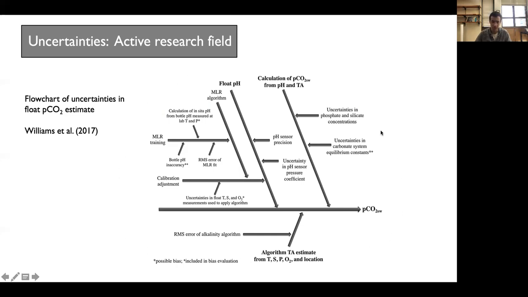This flow chart here is from Williams et al. 2017, where Nancy Williams did a really careful analysis of all the different uncertainties that go into the PCO2 estimates from the floats, starting with float pH and total alkalinity, tracing all the different possibilities for uncertainty. There's a lot here that we don't understand as well as we should. There's an OCV working group looking at possible issues with pH and how it's adjusted. There's lots of ongoing research. I'll throw in a few citations of that later.